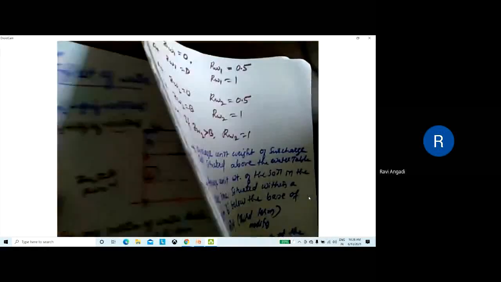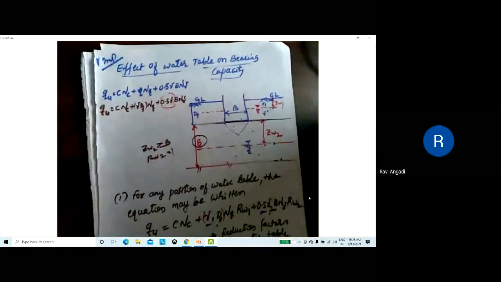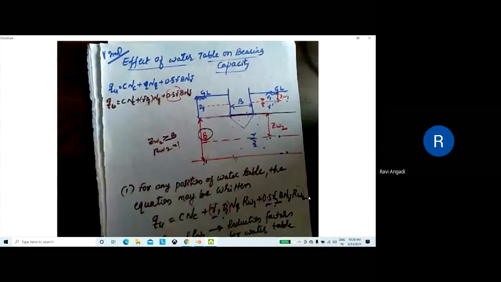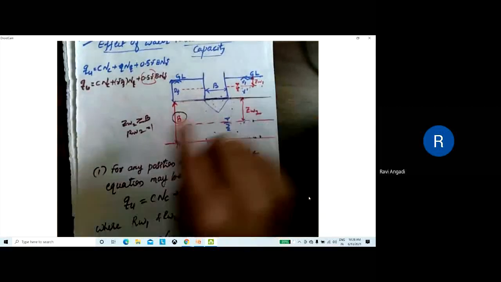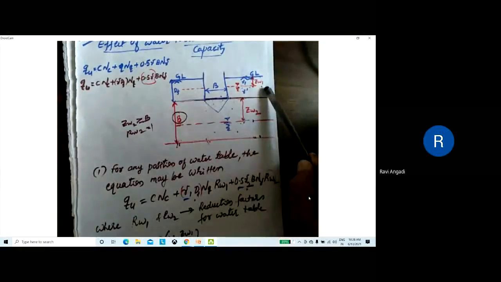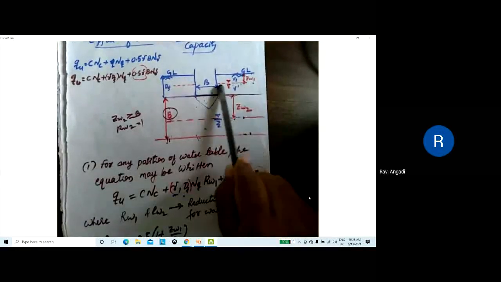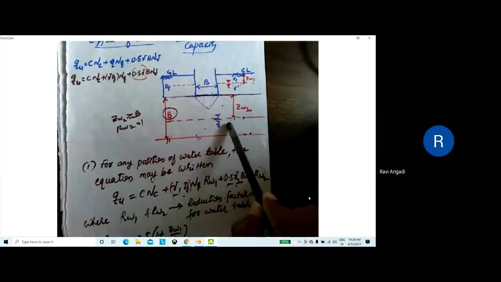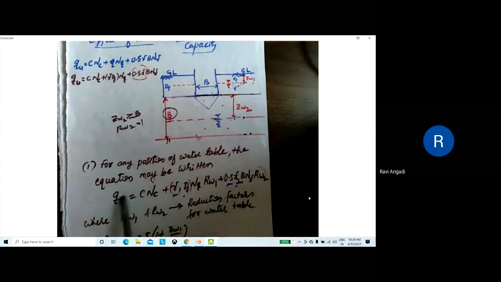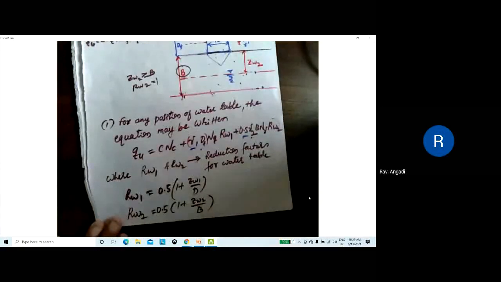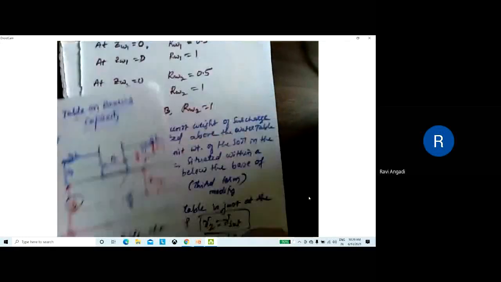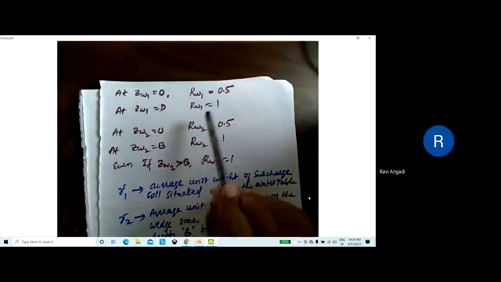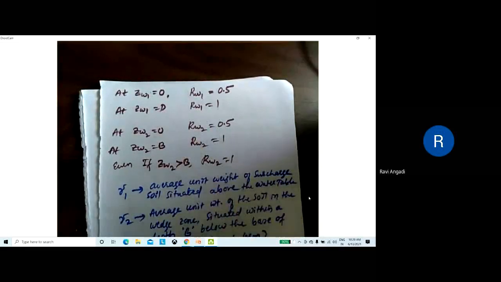So you have to draw the footing like this. Then you write the general equation. Then mark ZW1, ZW2. ZW1 is below the ground level, meaning it is the intermediate. Then ZW2 is below the base of the footing. Then mark this. Then for any position of the water table, you write the equation. Then the reduction factors RW1 and RW2. Write the equation, and at various conditions, that ZW1 is equal to 0 or ZW2 is equal to 0, like that you get the reduction factors.